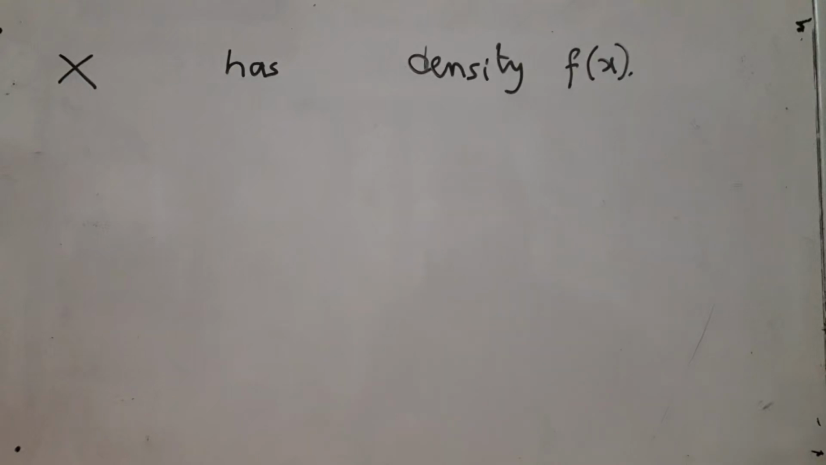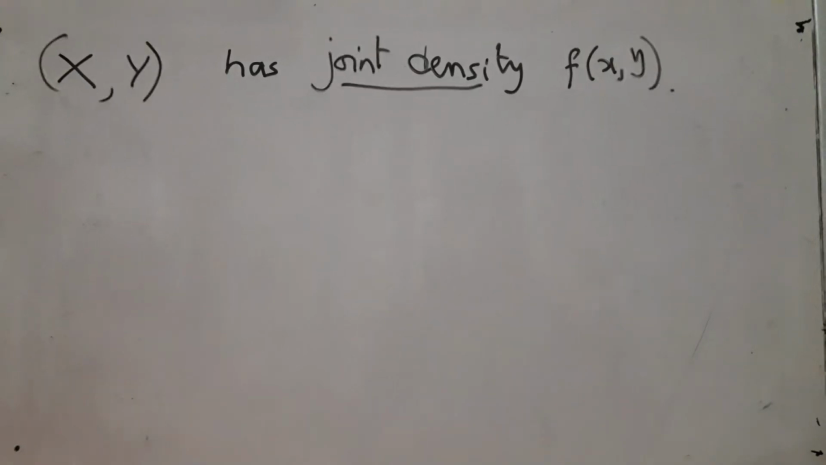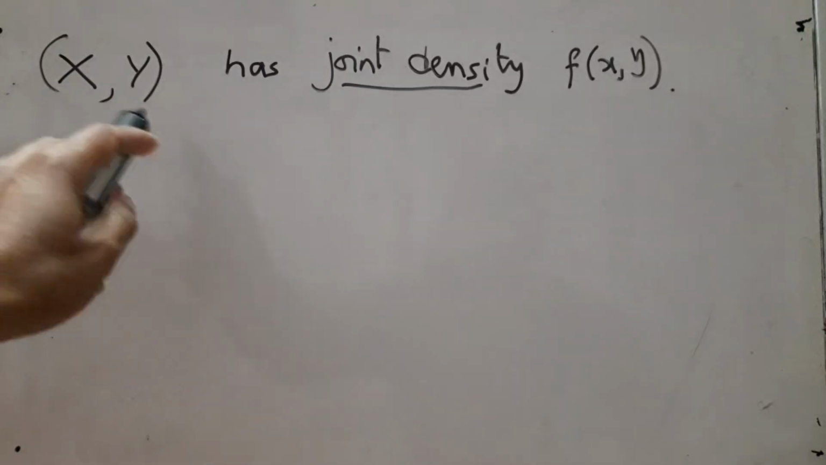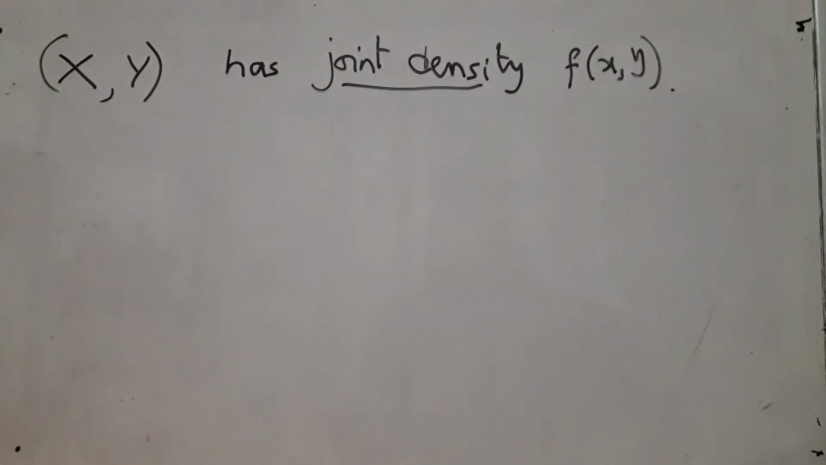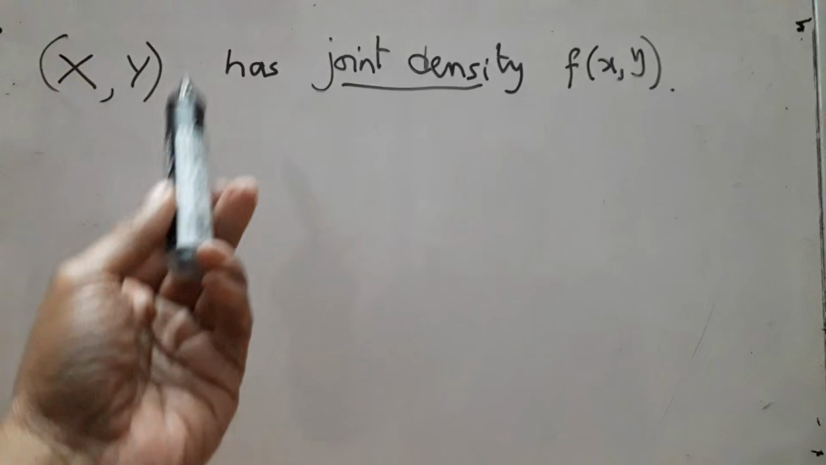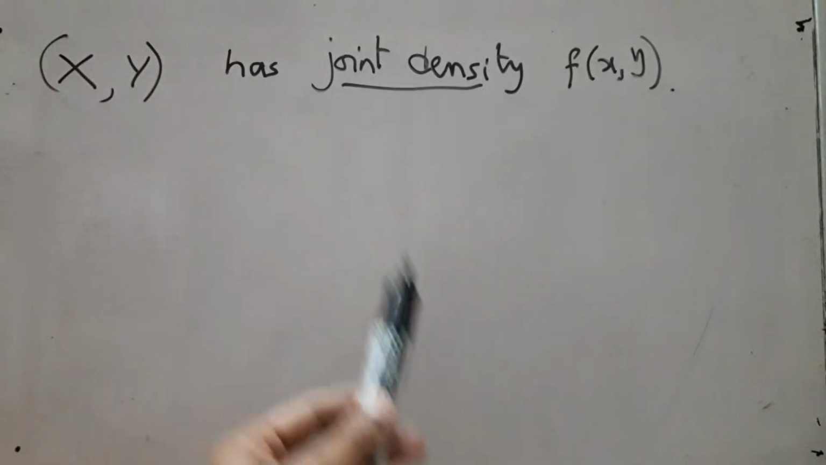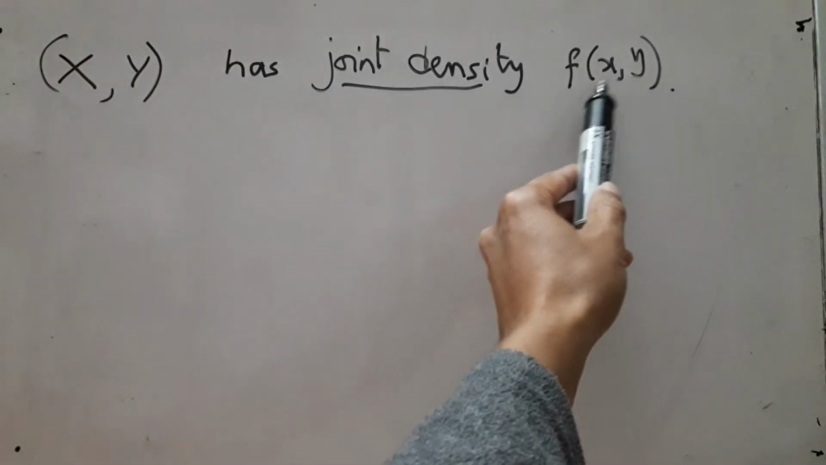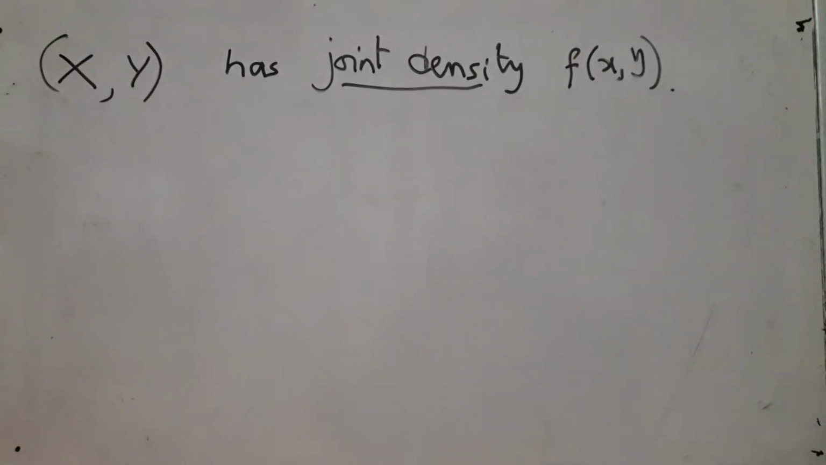Just as in the univariate case, we talked about x having density fx. In the bivariate case, we can say (x, y) are two jointly distributed random variables. This pair has a joint density, or joint probability density, or joint PDF, fxy. It's a bivariate function. There are two variables, x and y. Now, what does this mean?